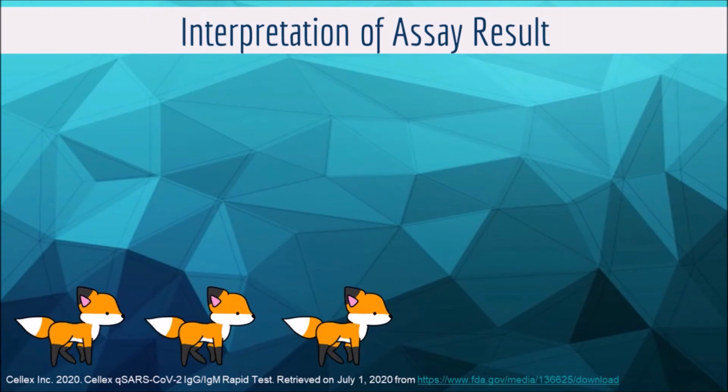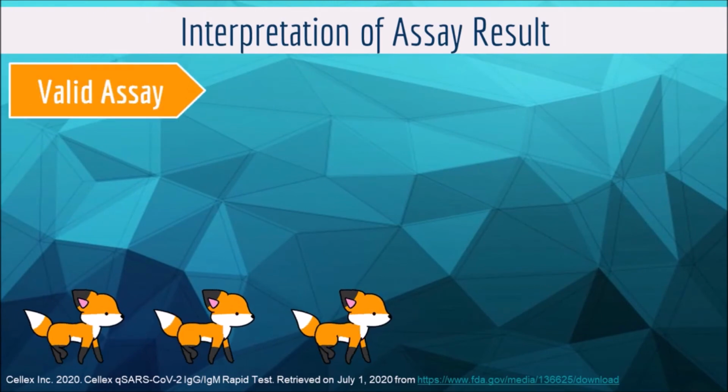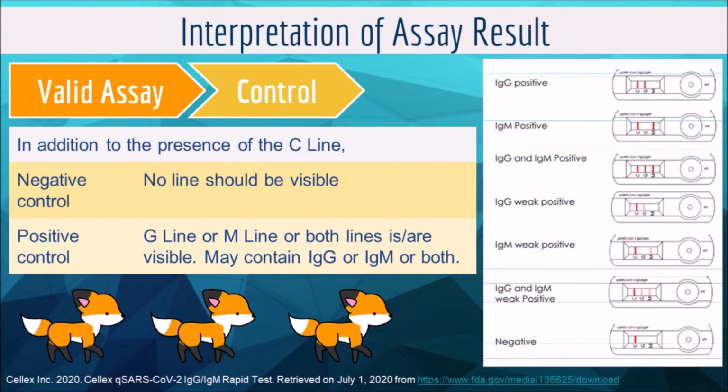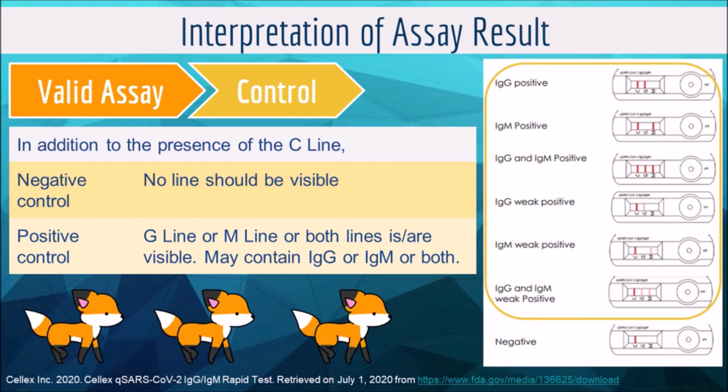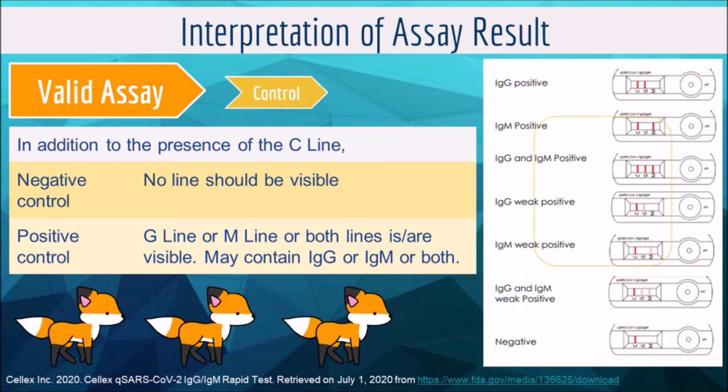To interpret the result, we have to know that for a valid assay, the C line must always be present. So this is what the result of the control shall look like. For a negative control, no line should be visible, while for a positive control, the G line or M line or both lines will be visible.